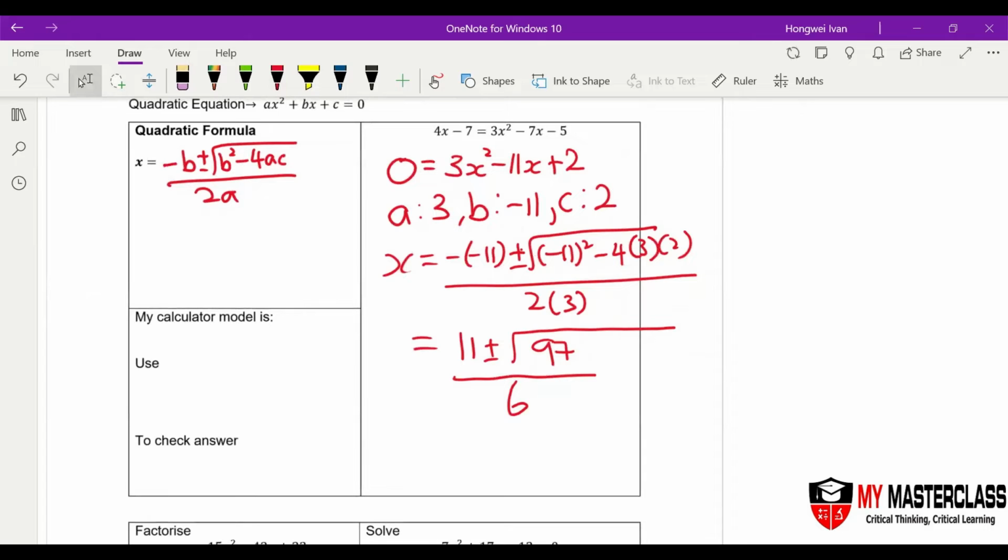You must use your calculator to key in whatever is inside the square root. Do not key the square root with your calculator. Next thing is, do not use your calculator to evaluate this. So now take out your calculator, or take out your scientific calculator.